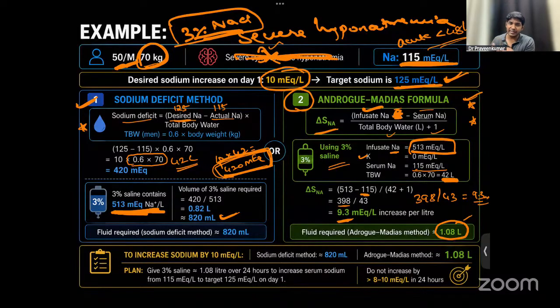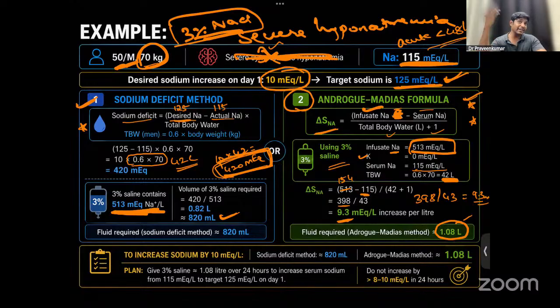Basically this second formula tells you how much serum sodium will increase if you give 1 liter of a particular fluid. If you have to calculate it for normal saline, instead of 513 you put 154. If you put 154 and calculate, how much will 1 liter of normal saline increase the serum sodium? Can someone calculate? I'll also calculate. I got the answer. Did anyone get the answer? It is just 0.9. Yes, someone says 0.9, exactly.